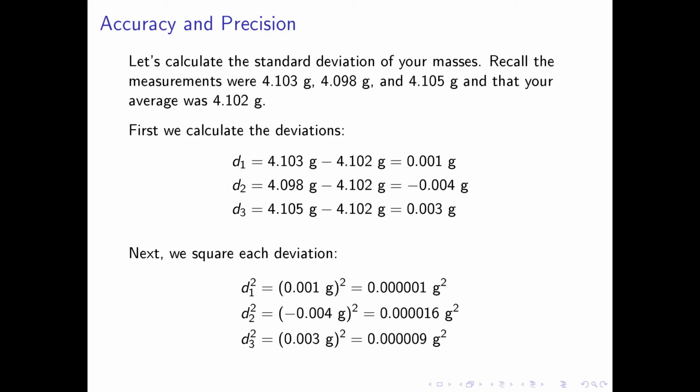Next, we square each deviation. Squaring d1, we get 0.001 grams squared, which gives 0.000001 square grams. We can continue with d2 squared, which is 0.000016 square grams, and finally d3 squared, which is 0.000009 square grams.